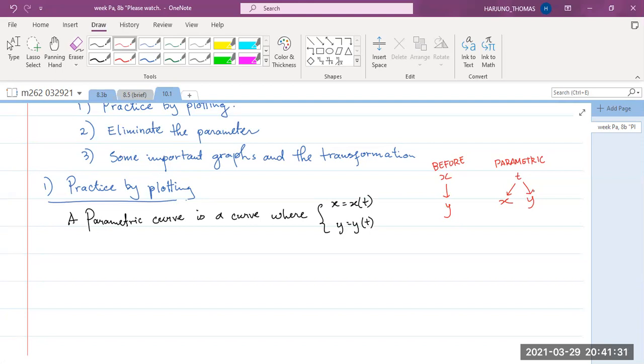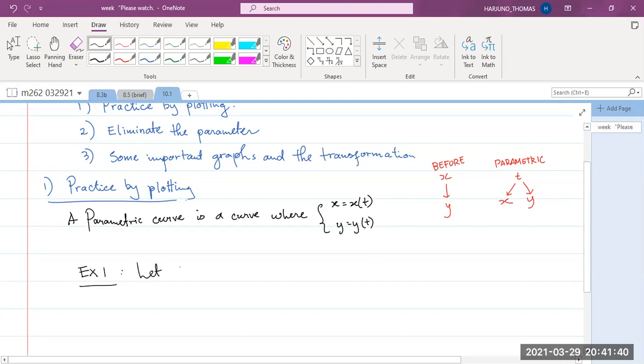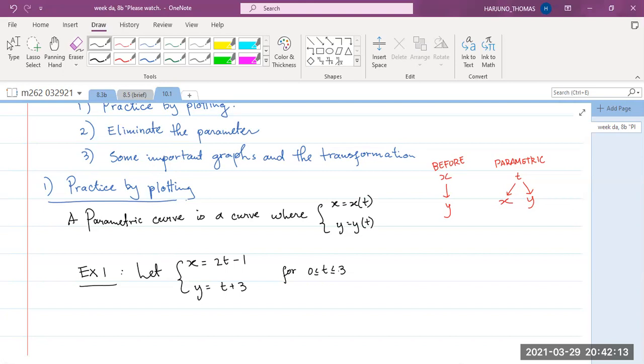Okay, now, so for example, let x equal 2t minus 1 and y equal t plus 3 for t between 0 and 3. Let's say we have that parametric function.